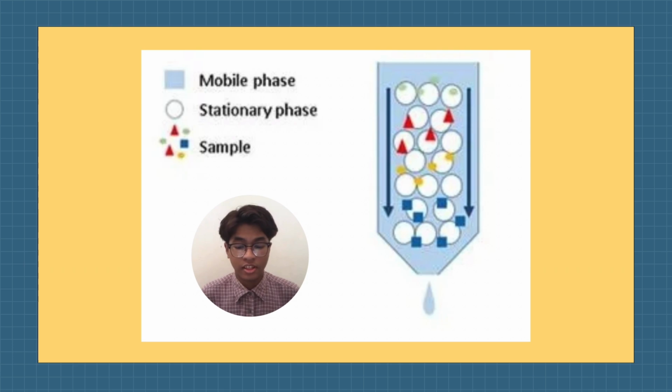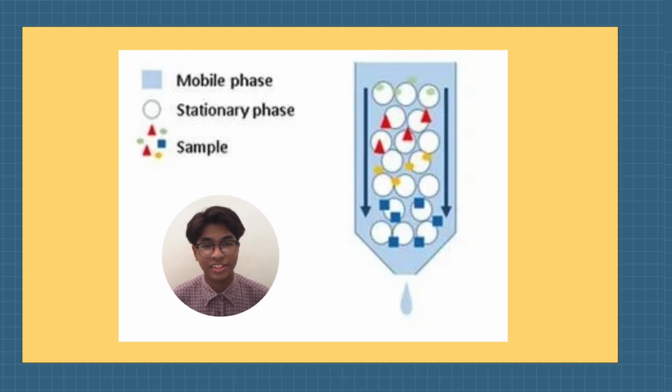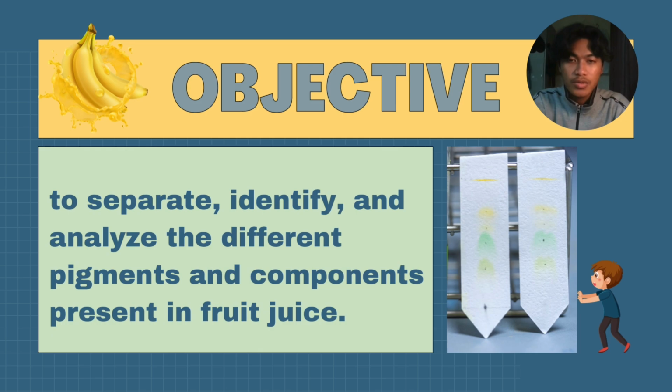In conclusion, chromatography relies heavily on the interplay between the stationary and mobile phases. Understanding these phases and their roles is essential for achieving effective separation of components in the mixture. This technique has widespread application in various scientific fields, from analytical chemistry to biotechnology. In this slide, I am going to talk about the objective of this experiment. The objective is to separate, identify, and analyze the different pigments and components present in fruit juice.